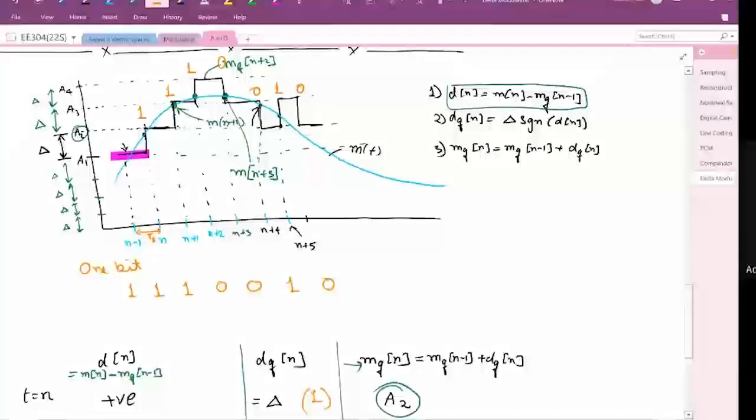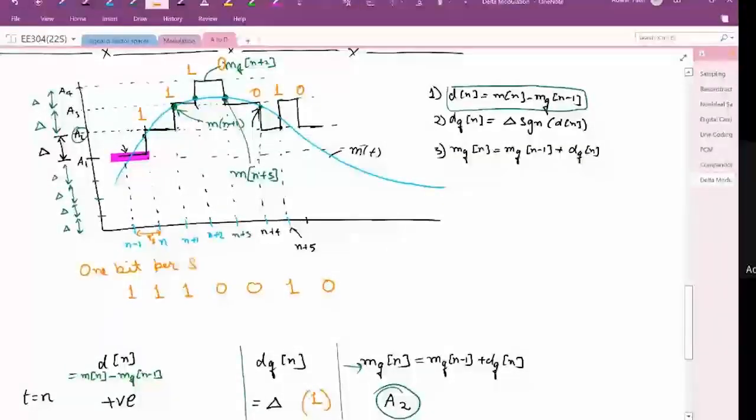1 bit per... oh, yeah, so it got unshared.